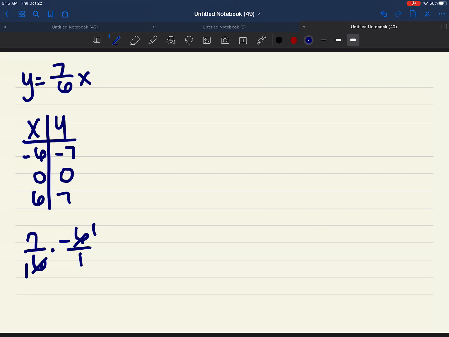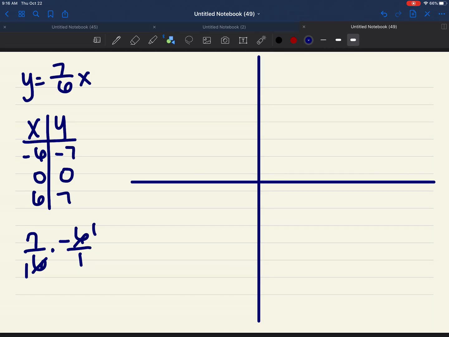A lot of times people see a fraction and they think, well, this is going to be really difficult. Not when you only have to plug in one value for x, just choose whatever the denominator is. It'll cancel out the denominator and just leave you with what's on top.